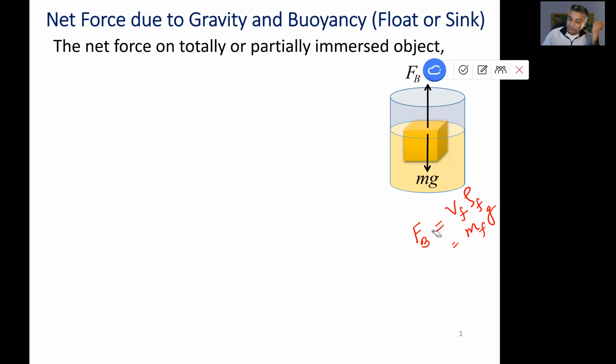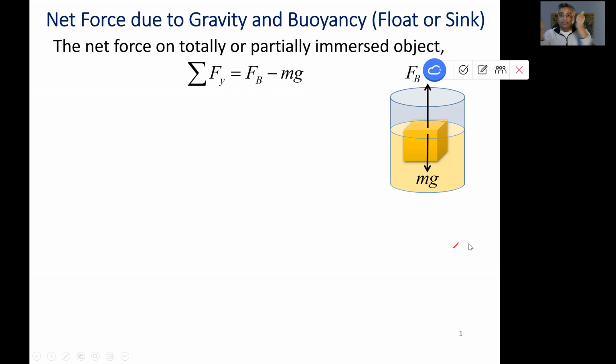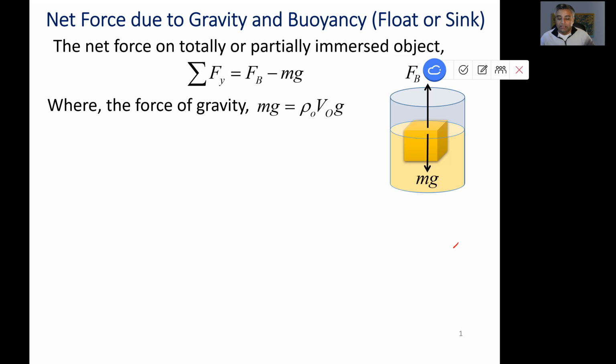So there are two competing forces acting. Weight is pulling down, trying to make it sink, and buoyant force is up. It's pushing it up, not letting it go down, right? So there is a tug of war between these two forces. So it boils down to net force, right? If mg is larger than FB, then it's going to sink. If FB is larger than mg, it's going to float. So let's write down net force in terms of density, okay?